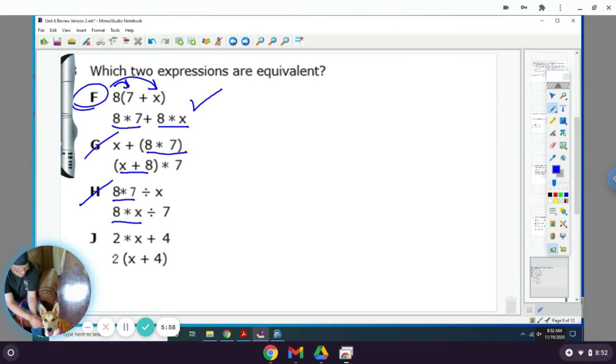Next one is 2x plus 4. And down here you have 2 parentheses x plus 4. So this one, if you distributed the 2 inside the parentheses, that's the same thing as 2 times x plus 2 times 4. So this one's almost close, but not correct.